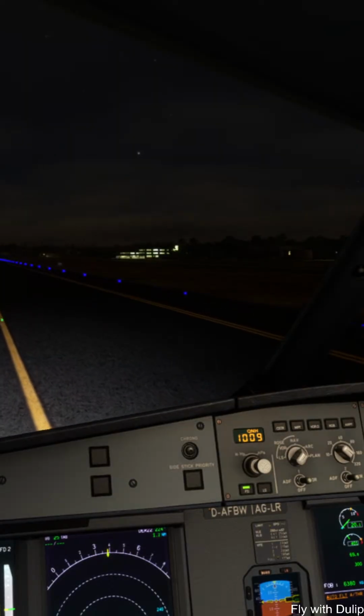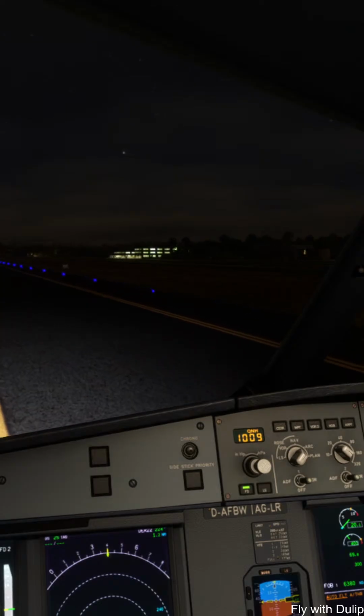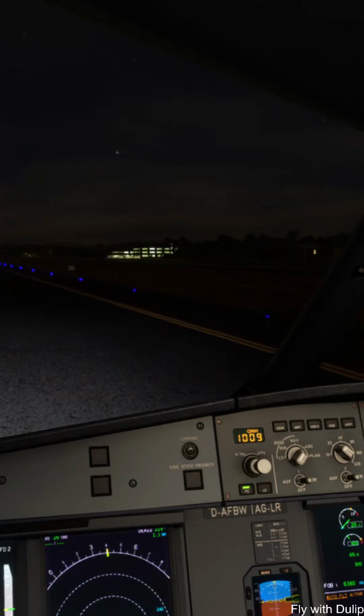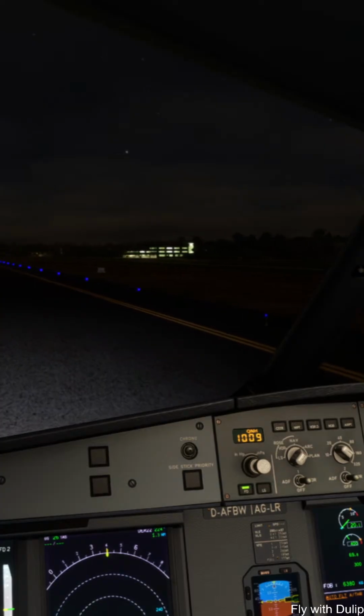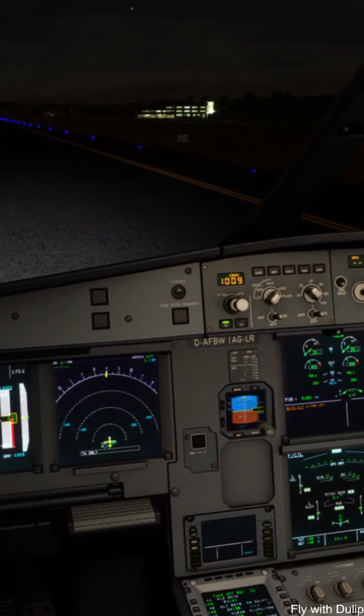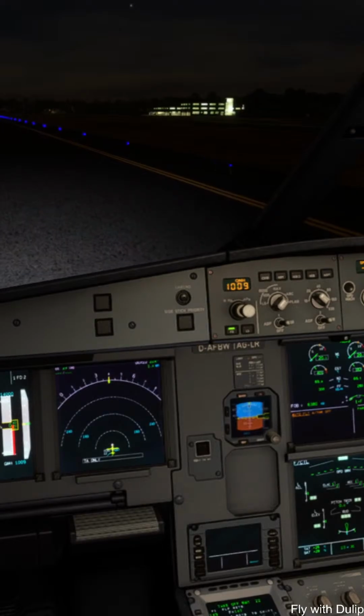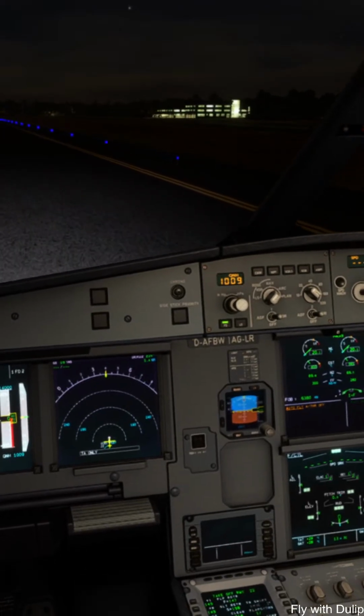We need to reduce the speed a little bit, otherwise it is exceeding our regulations, overspeeding. Let's keep the speed under control while we are taxiing.